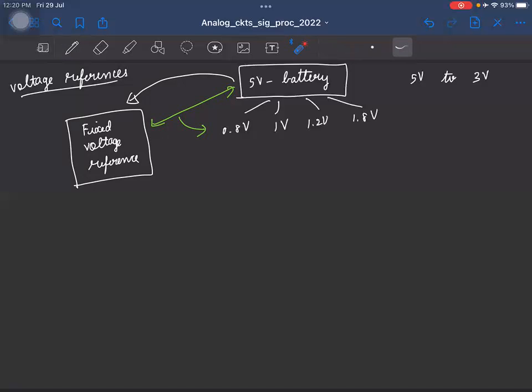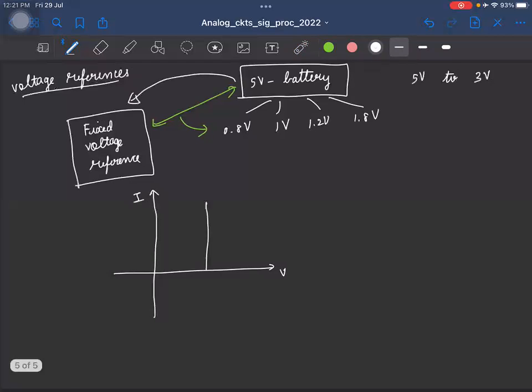So in other words, this fixed voltage reference must maintain its voltage constant irrespective of any changes in some other voltage or the current that is drawn, right? So if I have to plot the VI characteristics of this voltage reference, with x-axis as voltage and y-axis as current, how do you think this characteristic will look like? It's a vertical line, right? Is that fine? Voltage is constant irrespective of the current. So ideally, it should look like this.